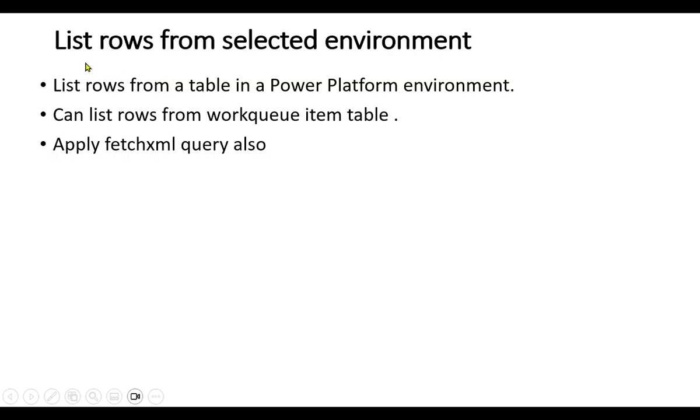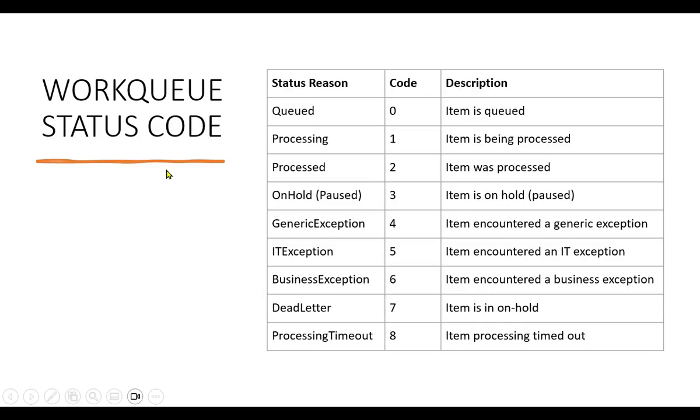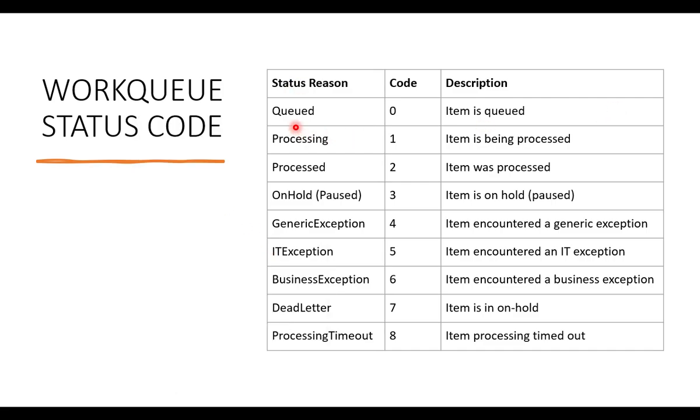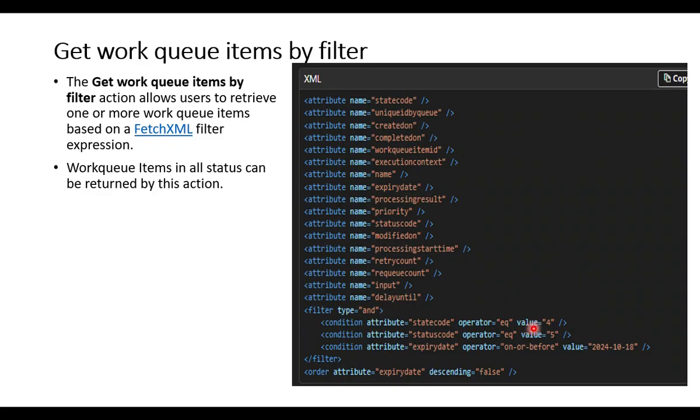And there is one more action, that is list rows from the selected environment. You can use this action to get the rows from the workqueue item table, and here also you can use a FetchXML query. Now coming to the status code. Here we have multiple statuses in the workqueue items table, like queued, processing, processed, on hold, generic, IT, business exception, all this. So this code you need to pass in the FetchXML query, which we saw in the previous slide.